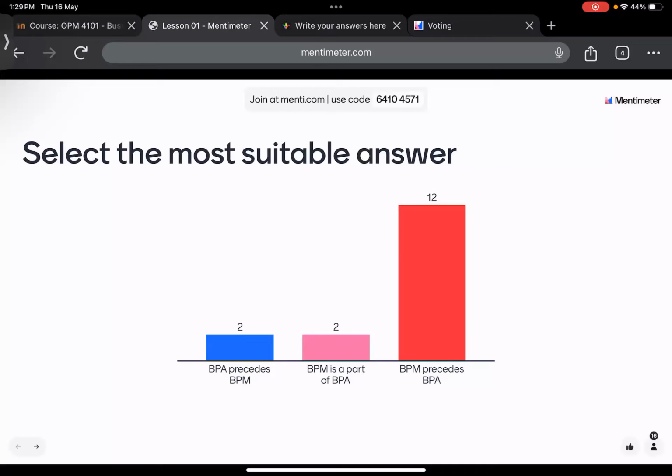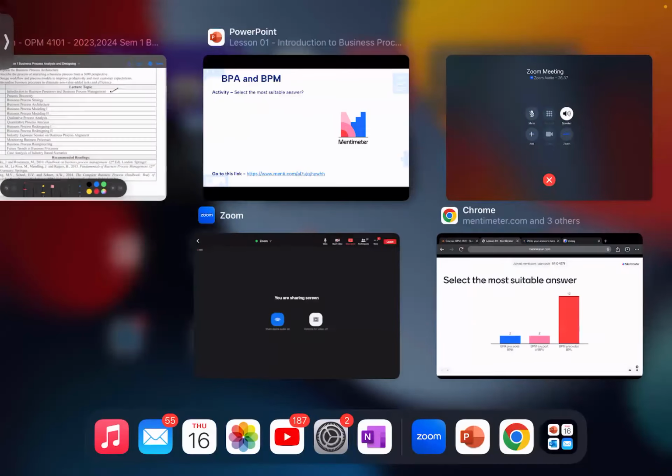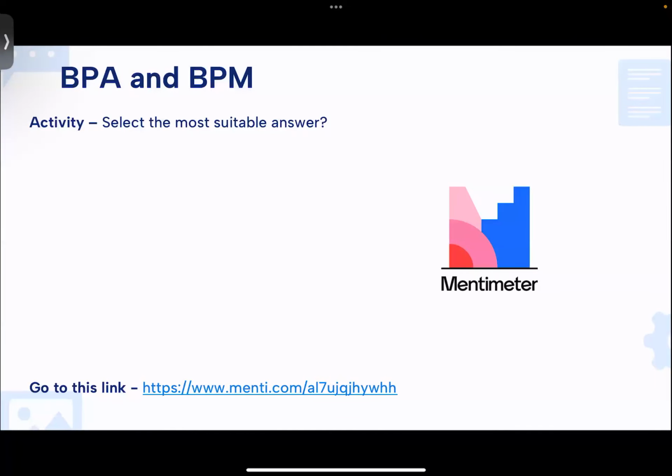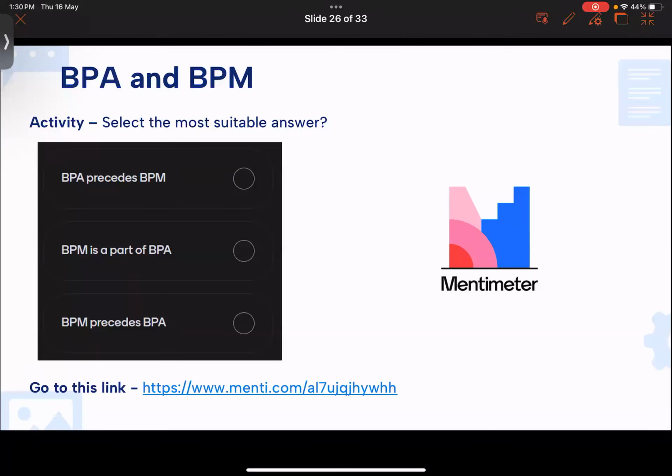This one is incorrect: BPM precedes BPA. Majority have voted for that one. That one is also incorrect: BPM is a part of BPA. The correct answer is BPA precedes BPM. So it means we have to do business process analysis first, then you can move on to business process management. If somebody says BPA is a part of BPM, it's correct. So BPM does not precede BPA. The correct answer for this one is the first one: BPA precedes BPM.